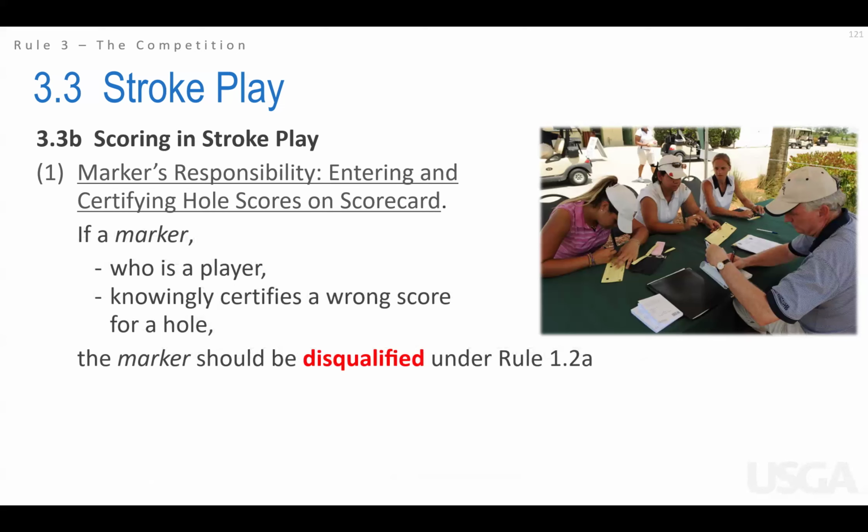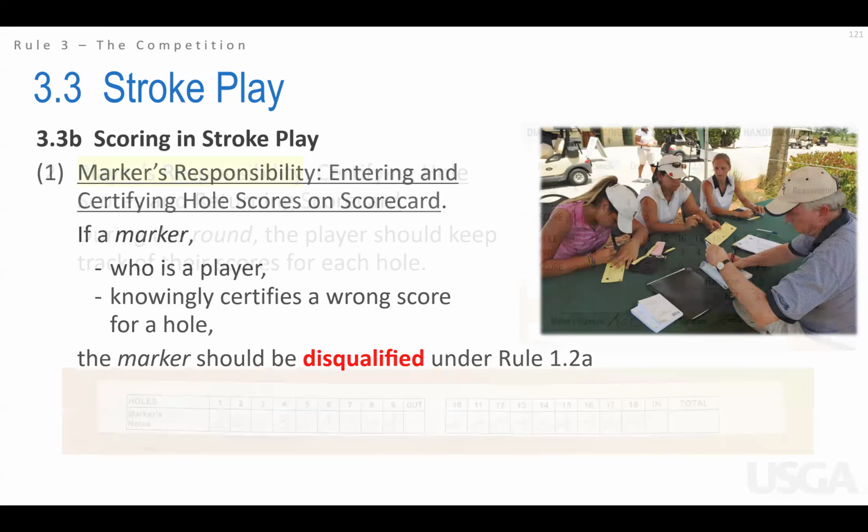If a marker certifies a score that they know is wrong, or certifies a hole score that they know is wrong, typically we're going to disqualify that marker. Again, we see that word should: markers should be disqualified. It's not a must, it's not an automatic disqualification, but the committee should disqualify them and would be justified in disqualifying the marker if they knowingly certify a wrong scorecard.